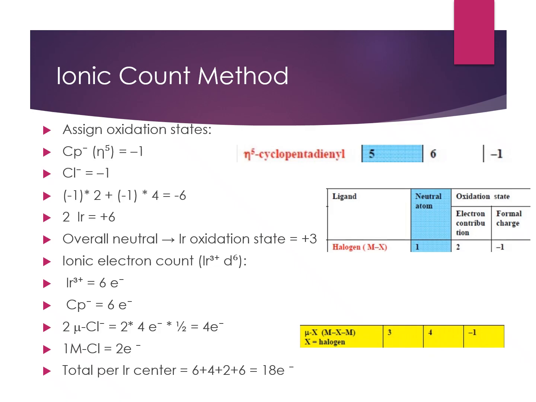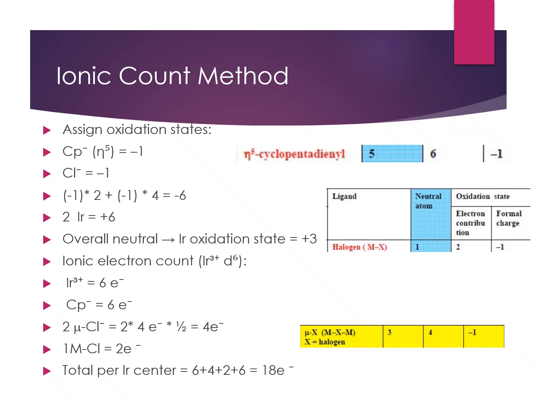And since there's two metals, each iridium center has a +3 charge to neutralize the -6 charge. Iridium metal's electronic contribution will be 9 electrons minus a +3 charge, giving us 6 electrons. Cyclopentadienyl has an electronic contribution of 6, and the bridging chloride has an electronic contribution of 4.